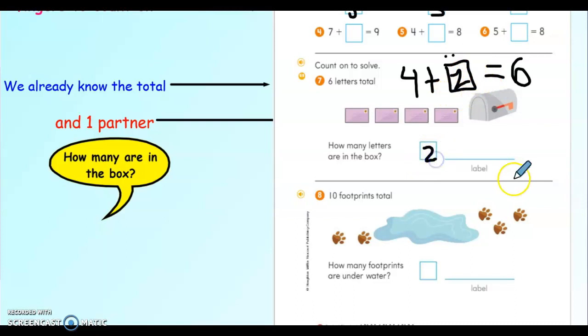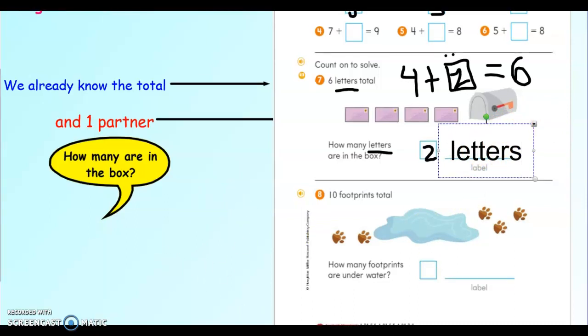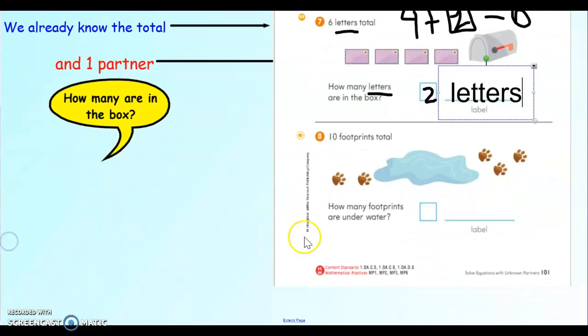And it also asks us to find our labels. So what are we talking about in this problem? Look for that repeated word, check inside the question, and the answer is letters. So you're going to write that, L-E-T-T-E-R-S, letters. Okay? Would love for you to try number 8 by yourself using the same strategy.